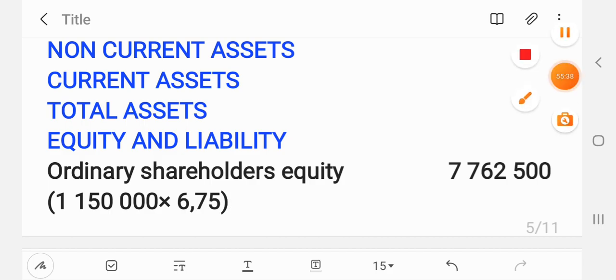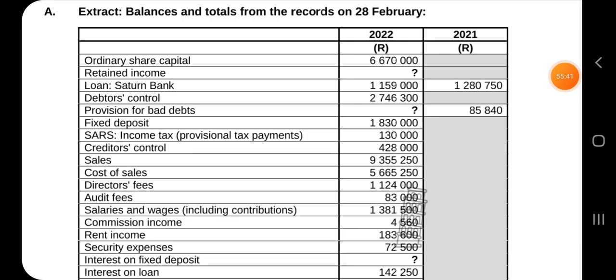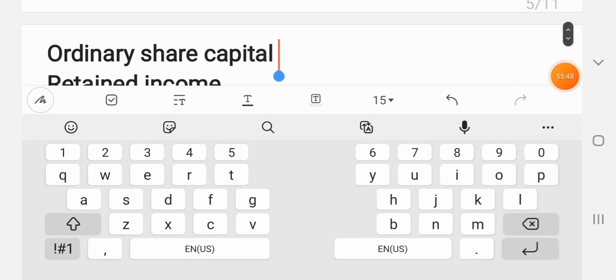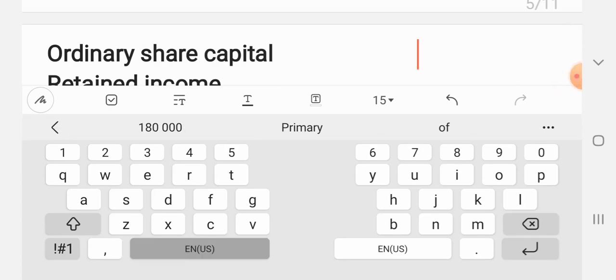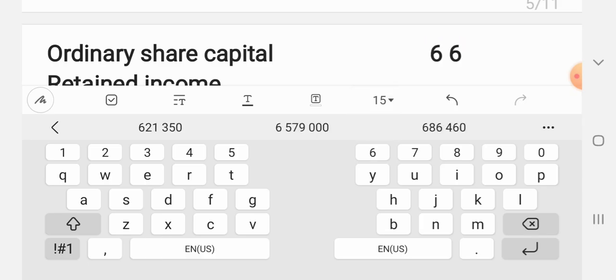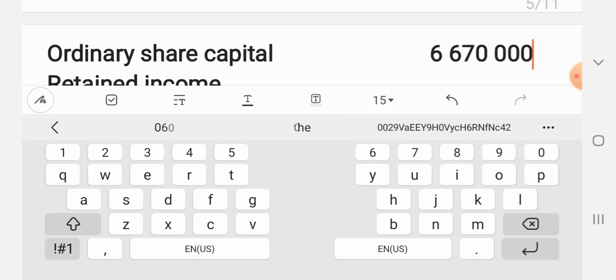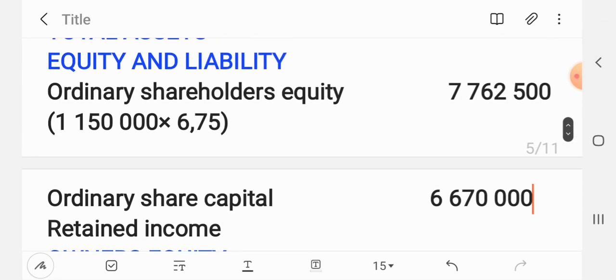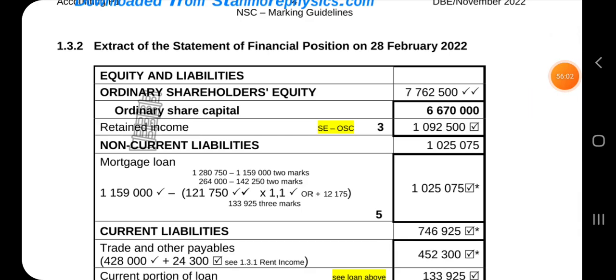Then we'll take the ordinary share capital of 6,670,000 to the balance sheet under equity. Ordinary share capital will come here for 6,670,000 rand. So ordinary shareholders equity is the total. So you take the ordinary shareholders equity, subtract the ordinary share capital, and then you will get the retained income of 1,092,500 rand.